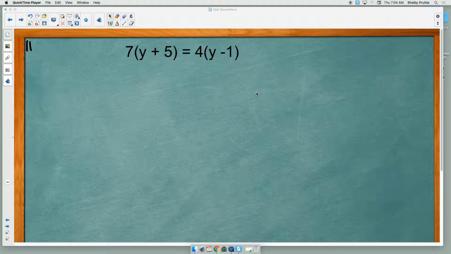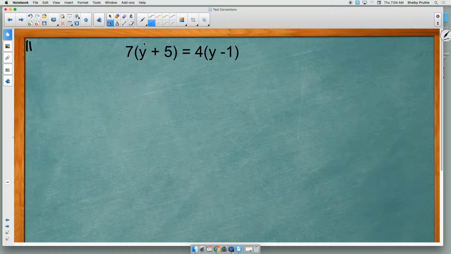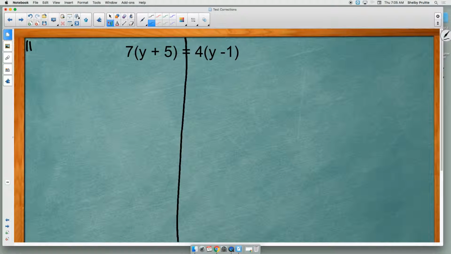Here is an example problem for number 11 from test corrections, and we're going to be using distributive property in solving for the variable, which in this case is y. I like to start mine off by splitting my equations, even though I have a little bit of work to do. So right here you can see the 7 is touching these parentheses, which means you need to use distributive property. Distributive property means you're just multiplying everything on the outside by everything on the inside.